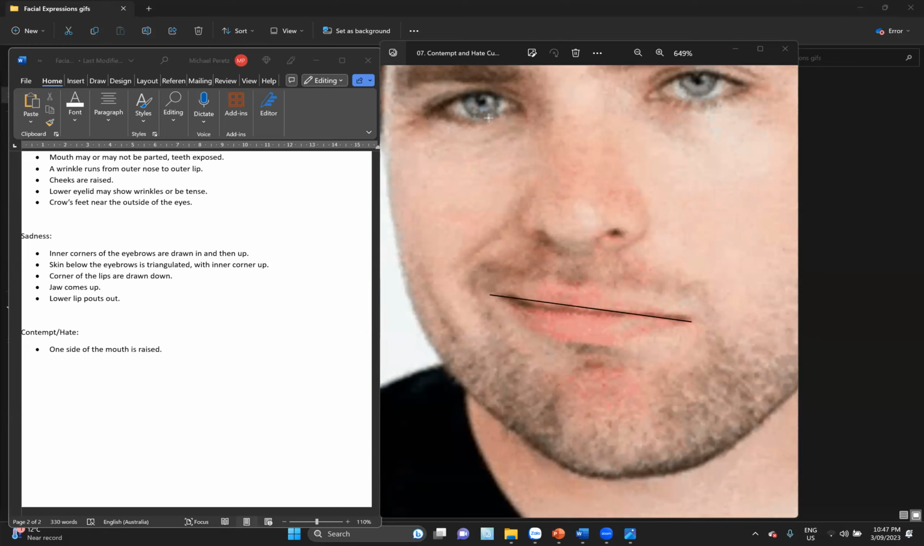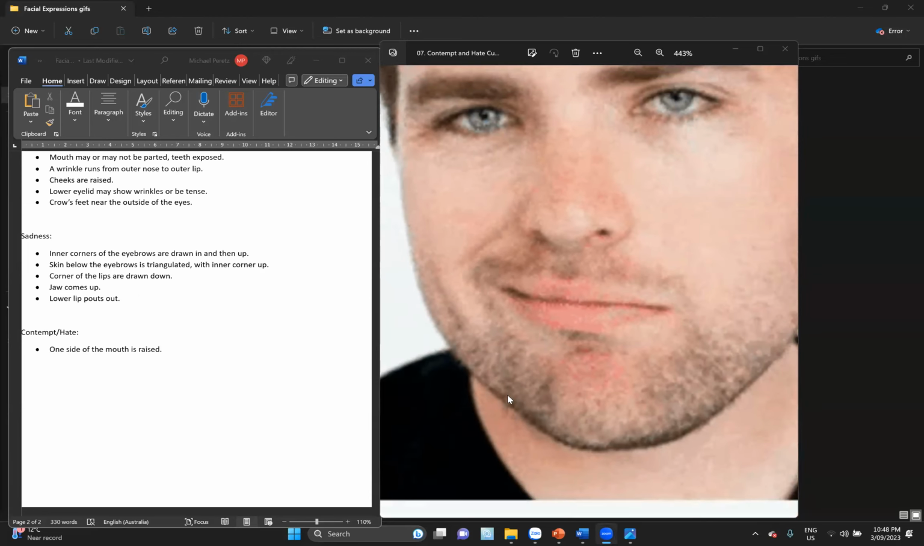That's because around here, one cheek has tensed to lift that side of the mouth. Oh, I did not want to save that. I wanted to clear that. Okay, so those are our seven base facial expressions, or our universal facial expressions.